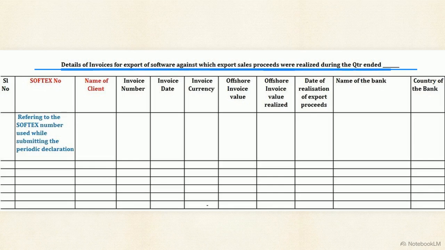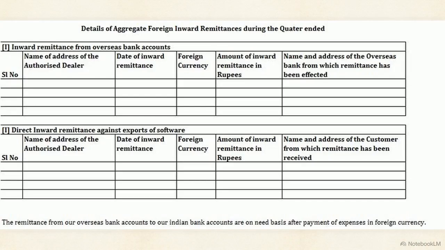This next document shows Attachment A, where you log the specific invoices that were paid during the quarter. The Softex number, offshore invoice value, and date of realization columns are how you match those initial RBI numbers to the actual payments. And this form shows Attachment B, which you use to prove the funds actually crossed the border.